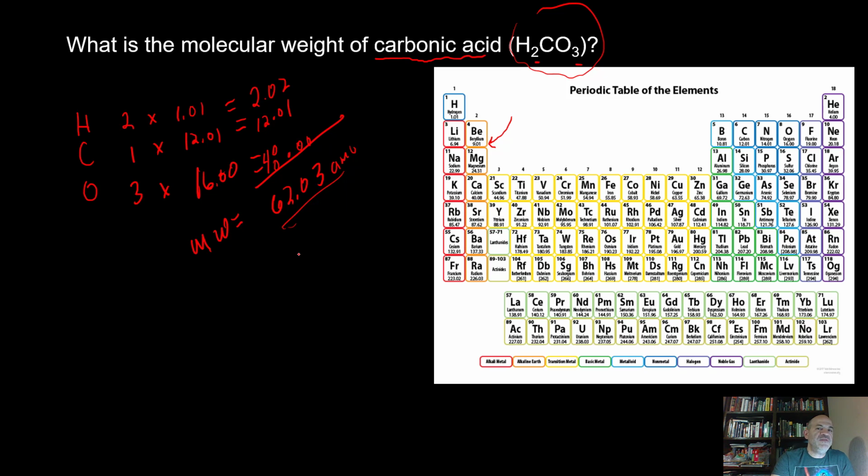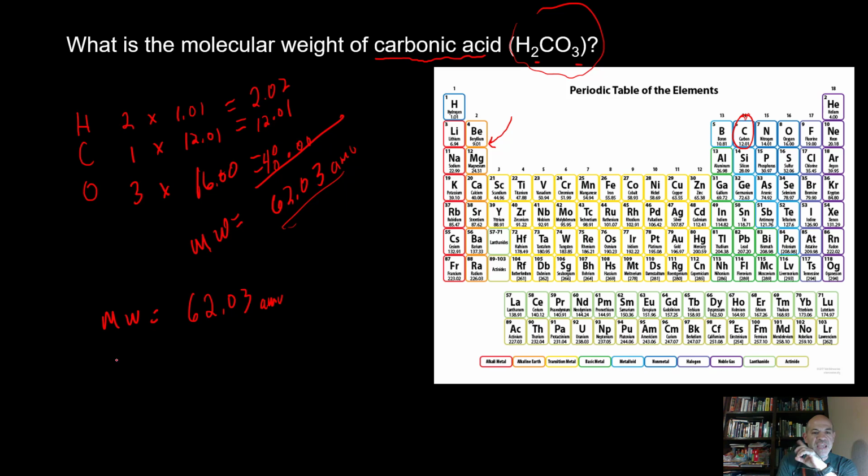So what is the big deal here? Why do we need to do this? Because it turns out there's a relationship between the weight of a molecule and the mole. While the weight of one atom is 12 atomic mass units for carbon, the weight of one molecule of carbonic acid is 62.03 atomic mass units. So this is the molecular weight.